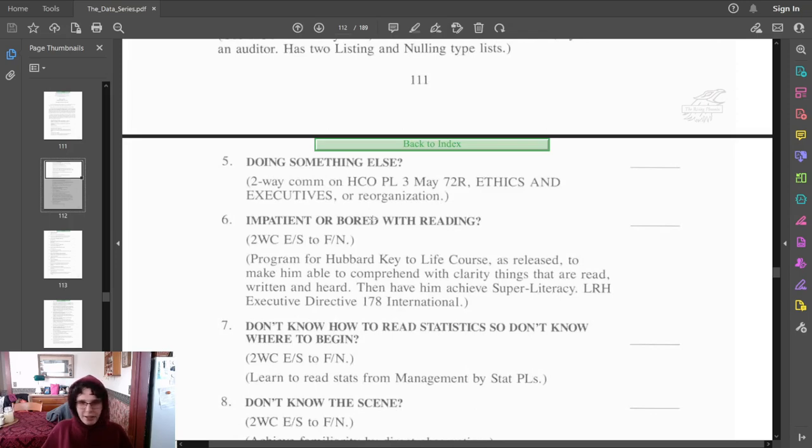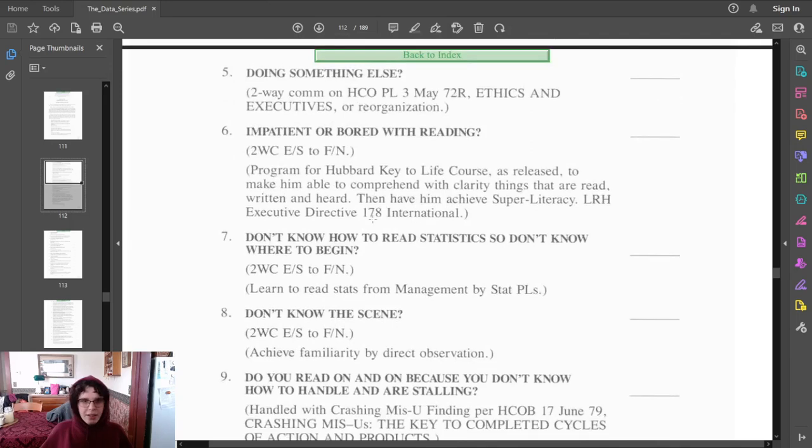Now, if there's ever any other policies or bulletins, I'm just going to read the titles. I'm not going to read the dates. Impatient or bored with reading? Two-way comm ES to FN. Program for Hubbard Key to Life course as released to make him able to comprehend with clarity things that are read, written, and heard. Then have him achieve superliteracy, LRH ED 178 int.